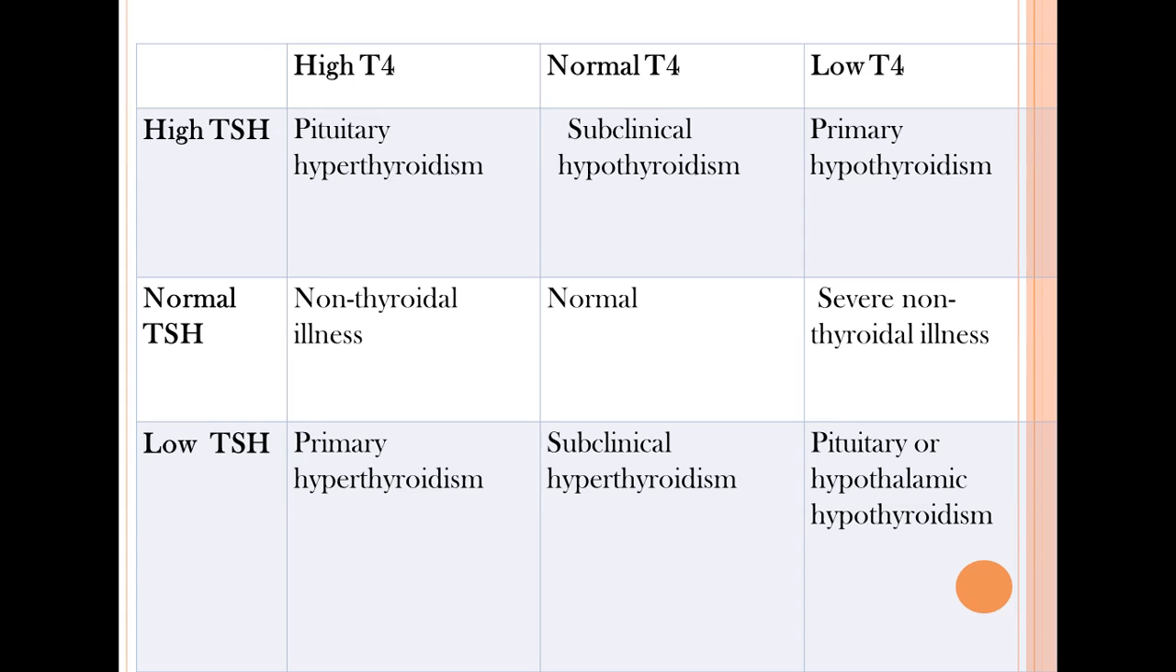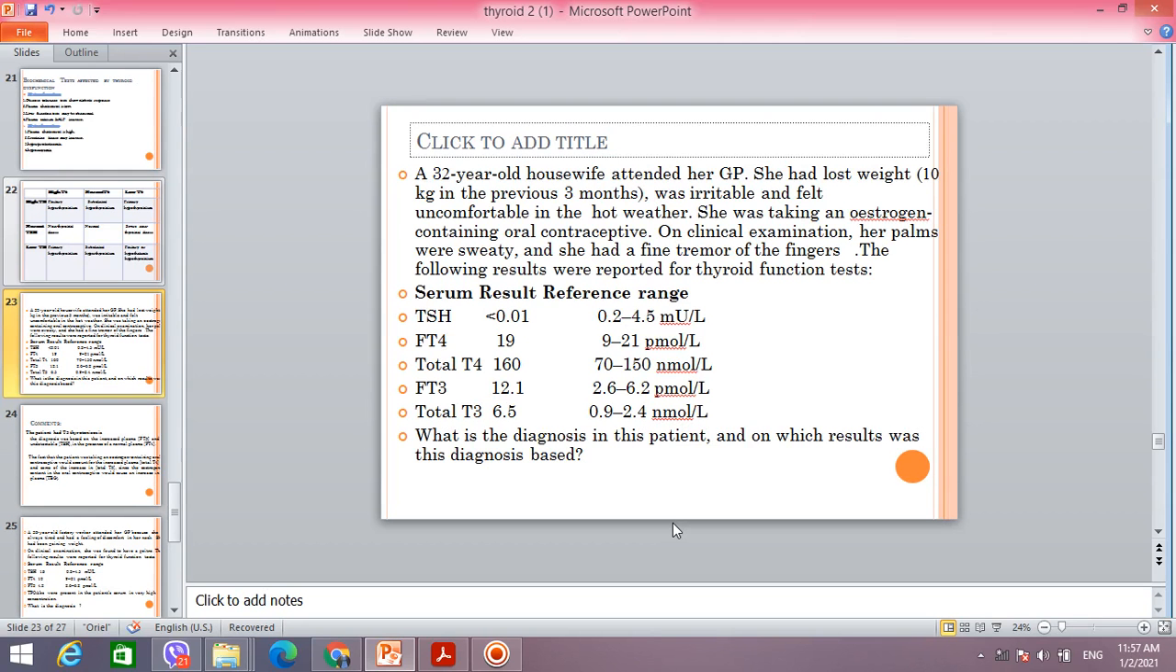So the interpretation, mainly the first line, depends on the level of the TSH. This scheme represents the summary of the lecture. It is an easy way to remember the interpretation of each of the thyroid function tests in each different condition. This is a scenario that helps you to learn how to interpret the result of thyroid function test.